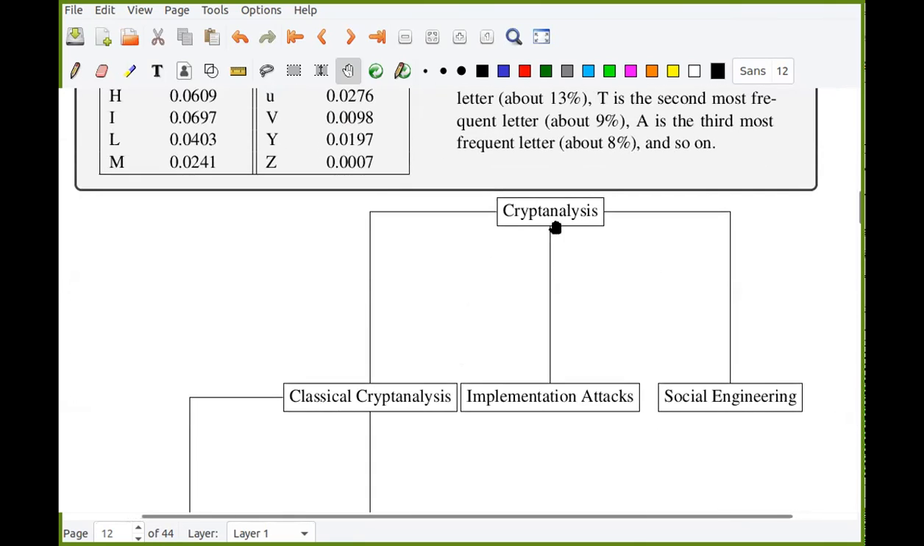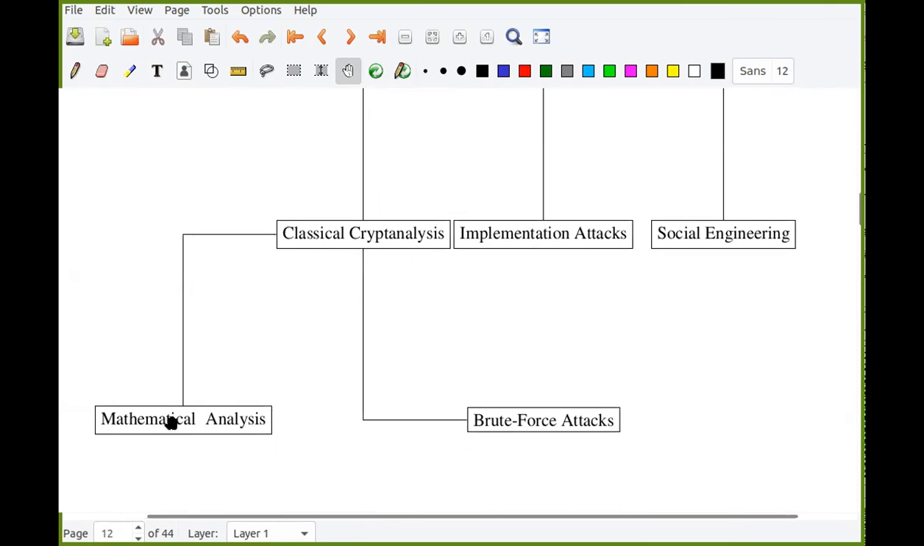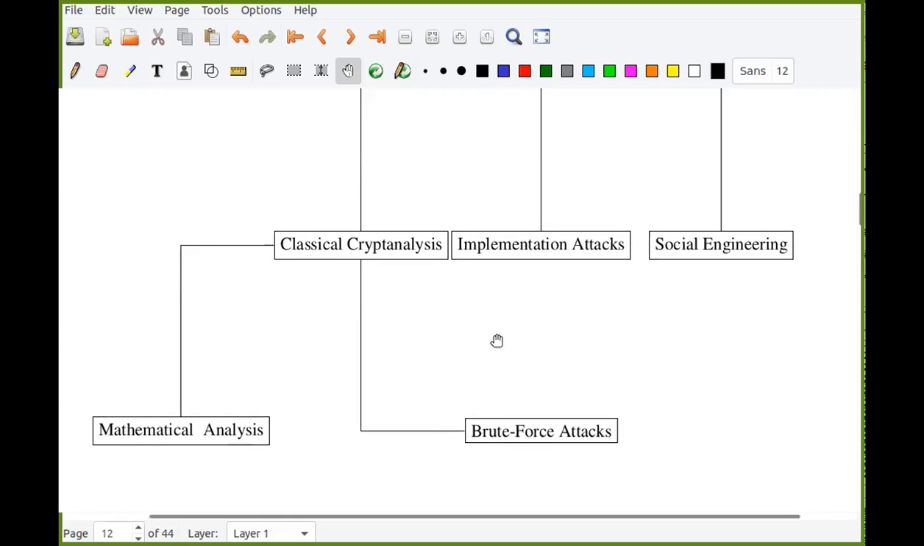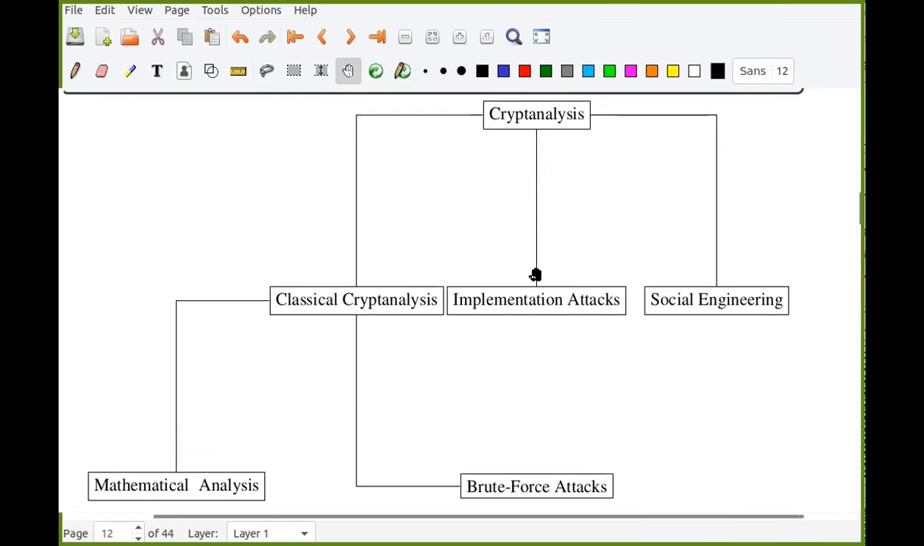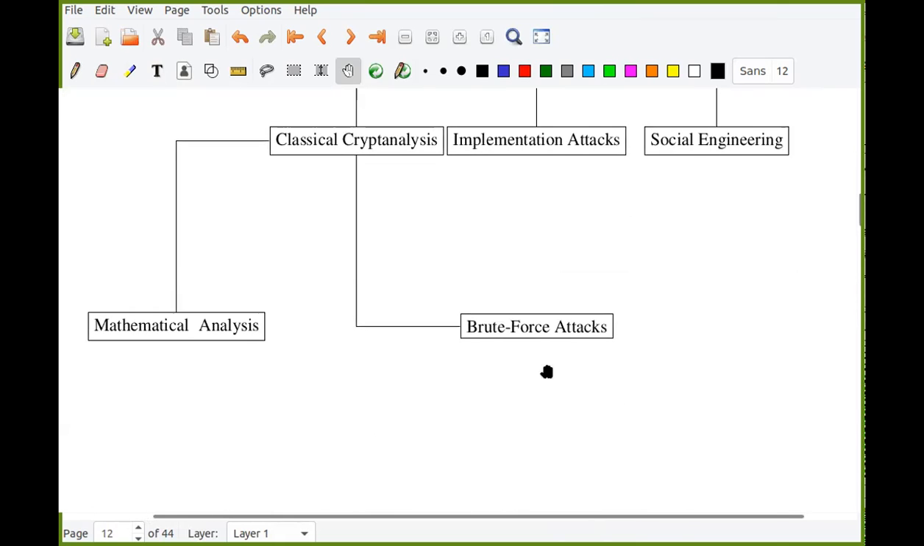So with this example, we are telling what cryptanalysis means. Classical cryptanalysis is mathematical analysis and brute force attacks. And there are some other things also, implementation attacks and social engineering. Throughout the course we are going to discuss mathematical analysis and brute force attacks. Most of the course we will not study other cryptanalysis, but one can study them. But just now I'll tell you what implementation attacks and social engineering are.